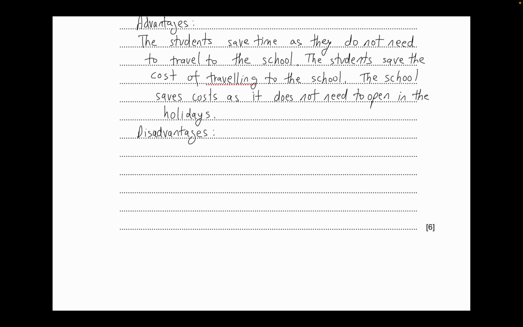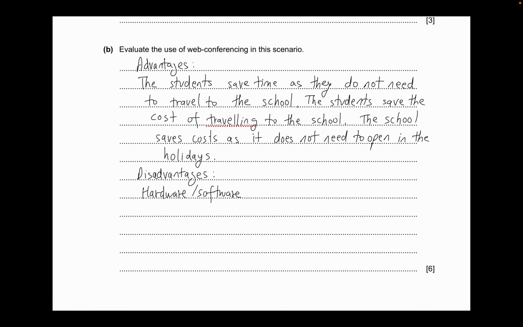Some of the disadvantages would be the hardware or software. For people who are really new to this, hardware and software could be expensive to set up, but that's just an initial cost. You can mention that hardware and software could be expensive. You can also mention that, like I said, it requires a good, reliable internet connection in order for the web conferencing to work even.